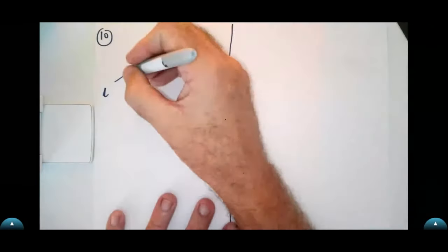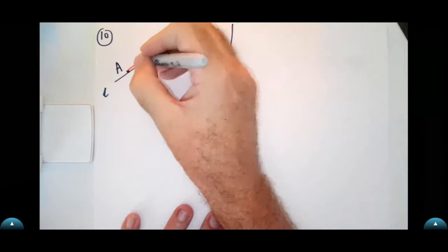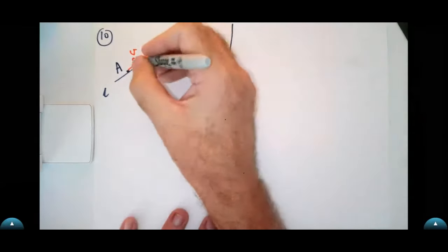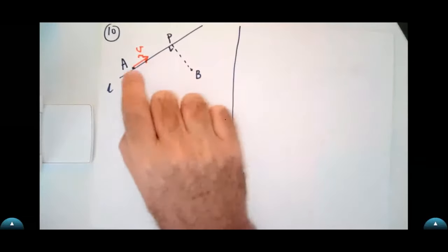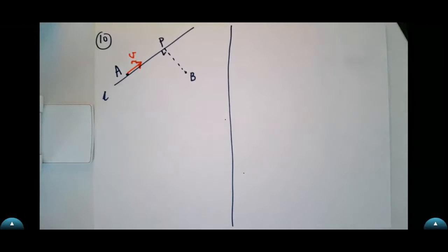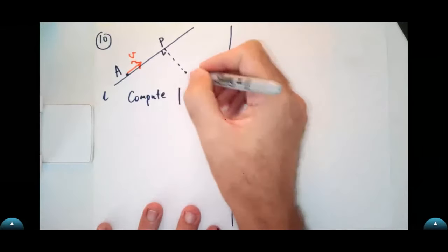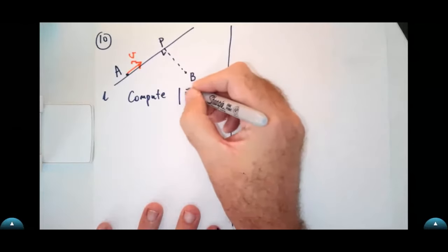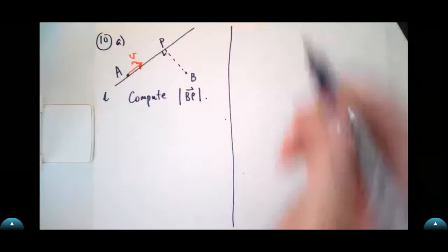Okay. Now, in these kinds of questions, you also usually have a point A on the line and you have a vector V that is parallel to the line. Now, in this picture, the vector V is pointing this way. Of course, it could point the other way. So that's no problem. And what we're asked to compute is the length of this vector here. Okay? That's really what this question is asking us to do. So this is part A.